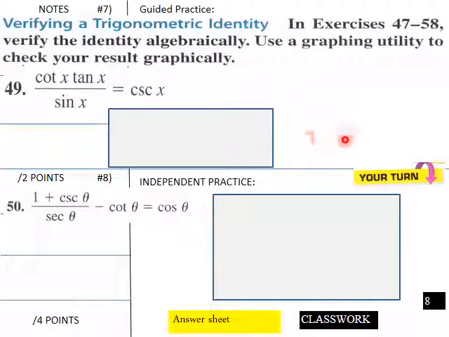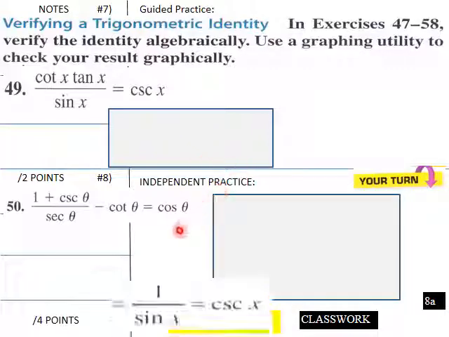Okay, into our example now. Use a graphing calculator to check your result graphically. So we have cotan x times tan x over sine x. Will that come to cosecant x for our guided practice, and then your independent practice, which I've been doing lately? I mean, we can go over this together. 1 plus cosecant theta over secant theta minus cotan theta. Does that equal cosine theta is the question.